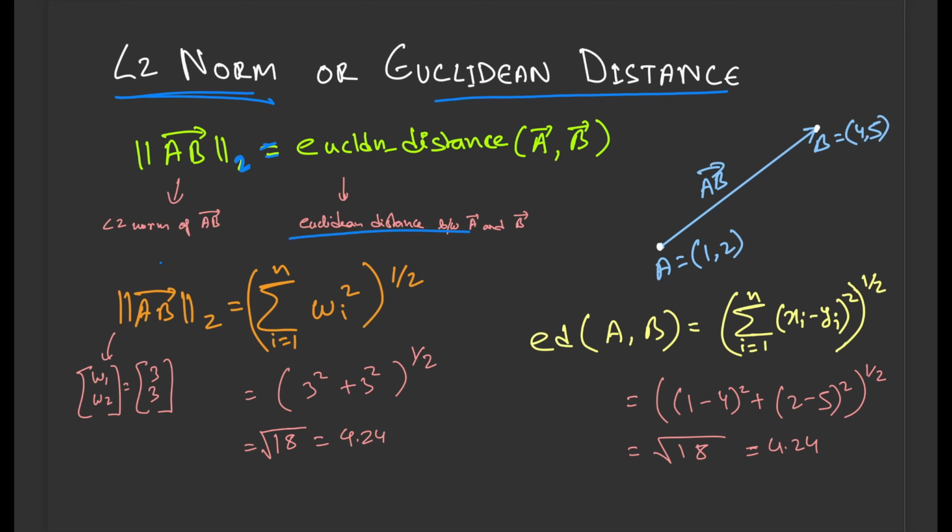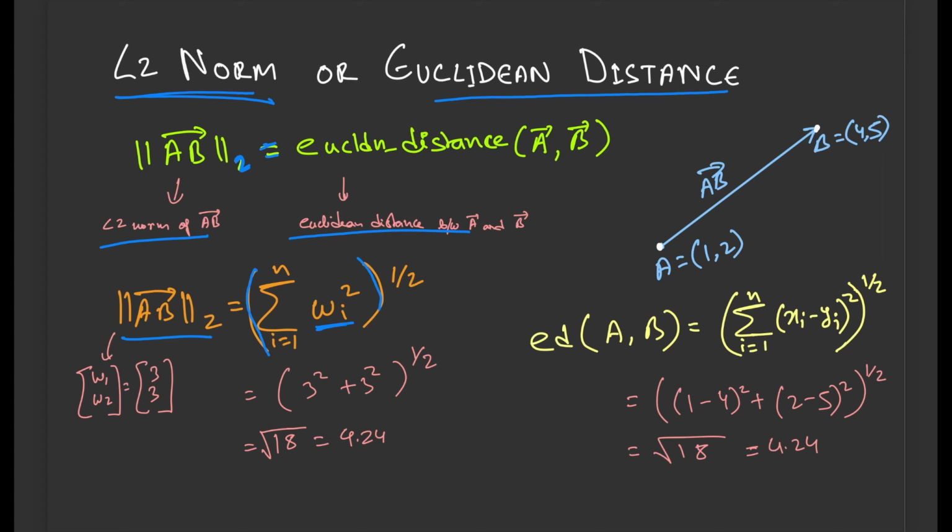Okay, so this is what we have seen in the previous slide as well. We'll do the calculation. We'll see the formula here. So the formula for calculating the L2 norm, this is the L2 norm, right? L2 norm for the AB vector. The formula is, you take the square root of the summation of the square of each component of the vector.